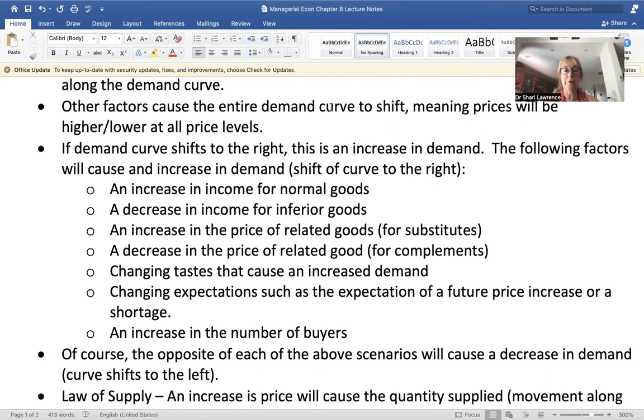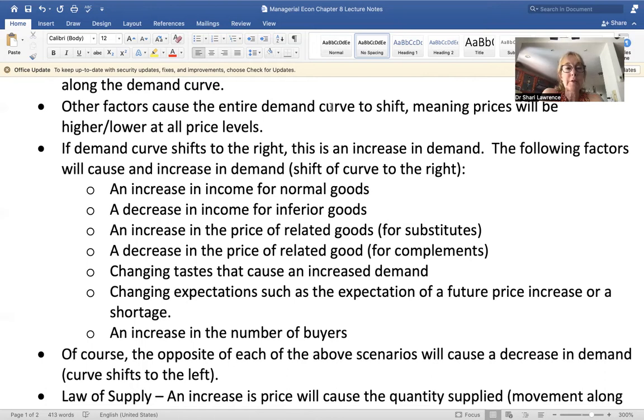So any other factor besides price, a change in price, will cause a change in demand, which is when the entire curve shifts. If demand increases, then the demand curve is going to shift to the right and demand will be higher at all price levels. If demand decreases, then the curve will shift to the left and demand will be lower at all price levels.